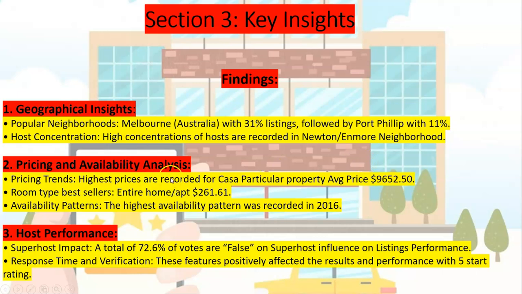Pricing and availability analysis. Highest price was recorded for Casa particular property with average price $9652.50. Room type bestseller was entire home and apartment. Availability patterns. The highest availability pattern was recorded in 2016.